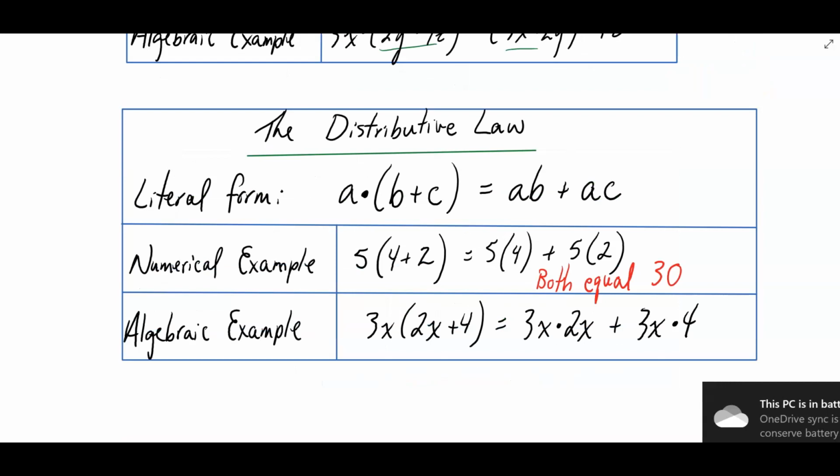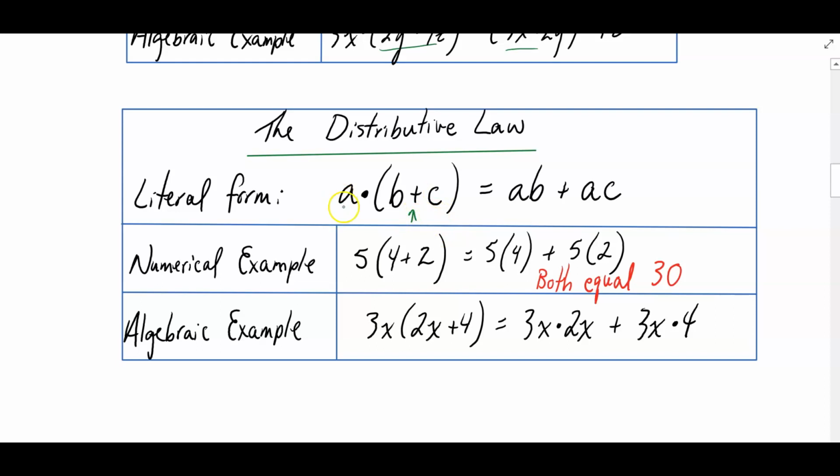Now the last law that's very important for us to take a look at is the distributive law. The literal form of the distributive law tells us that A multiplied by bracket B plus C. And notice this is different from above because in the above one we had a multiplication in this location. If in the brackets we have a sum or a difference, which means addition or subtraction, with a product out front, then that means that A should be multiplied by each term inside the brackets. It's multiplied by B and it's multiplied by C.